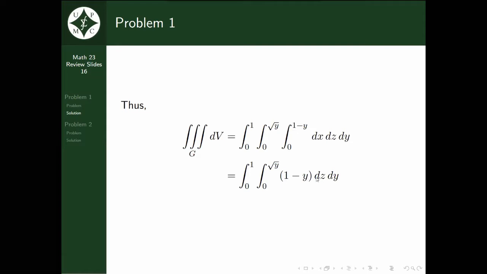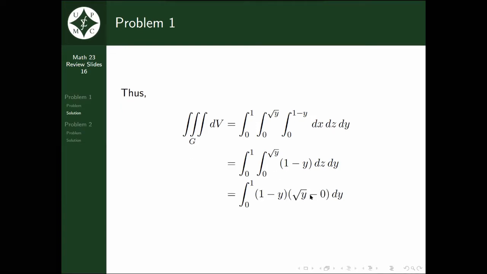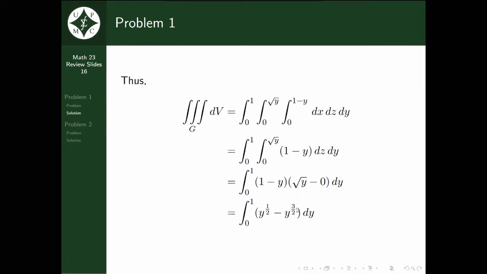And you do the same thing with dz, and then remember that another one of the bounds is 0, so you get square root of y times 1 minus y. So far this has been pretty okay. Then we just multiply these two quantities together. So we get square root of y minus y square root of y, or in other words, y to the 1/2 minus y to the 3/2. We write it in this form so that we can do the integration a lot easier because of the power rule.